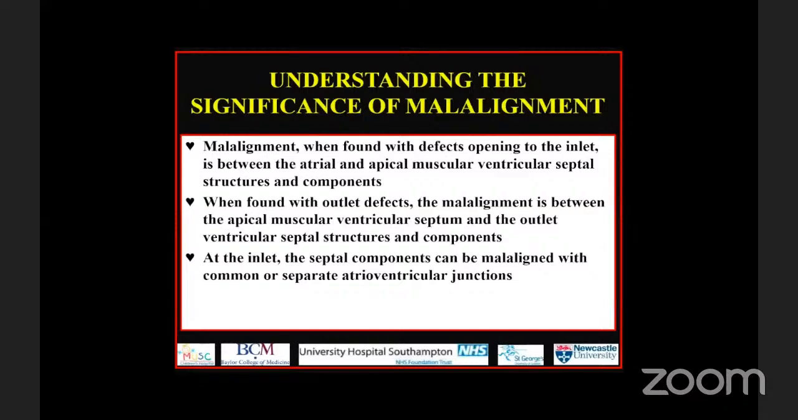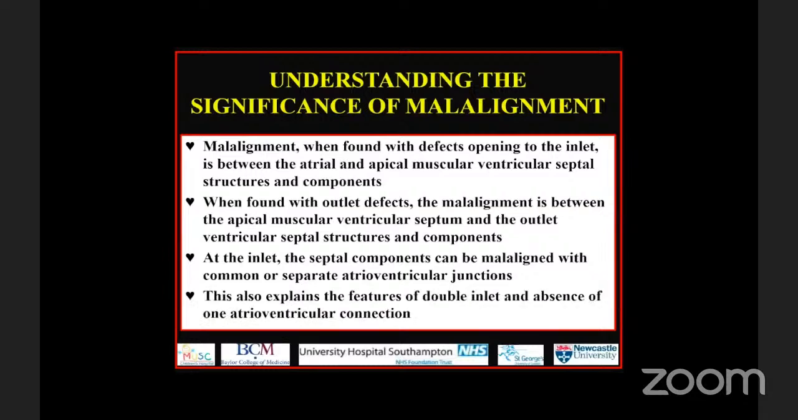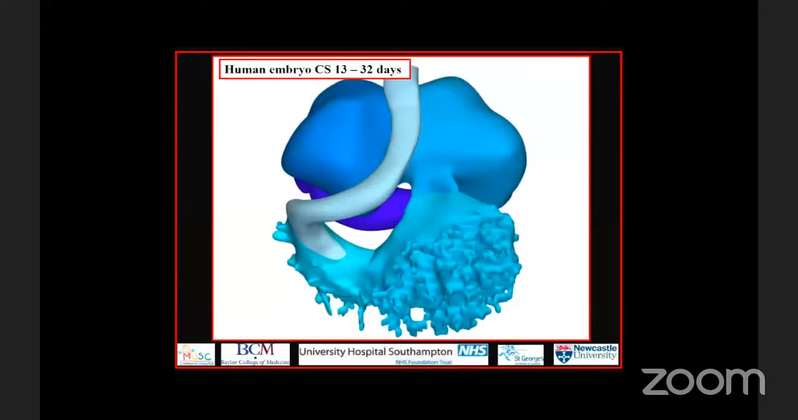Now, we're also going to introduce to you the concept of common or separate atrioventricular junctions, because Andrew will be showing you that those septal components can be malaligned in either of those settings. And it is the presence of common or separate atrioventricular junctions that can complicate double inlet, but malalignment itself can produce absence of one or other of the atrioventricular connections. So we're also going to be looking at that anatomy. But it all comes back to the development.